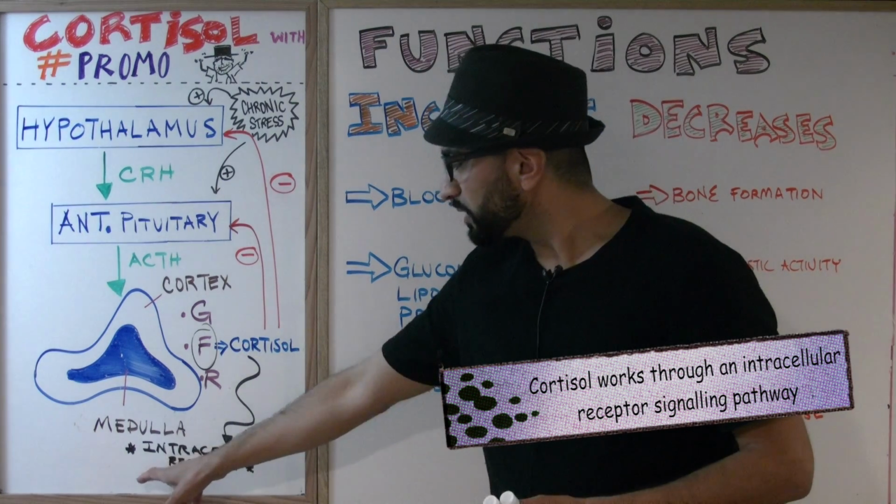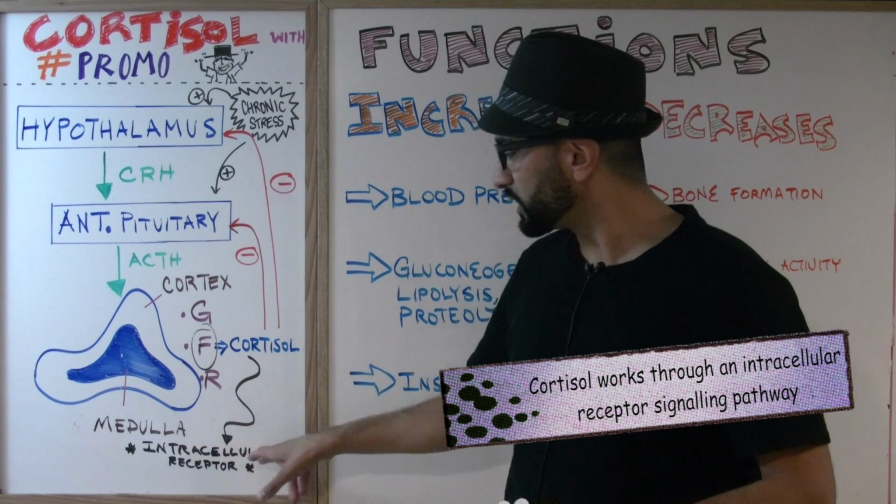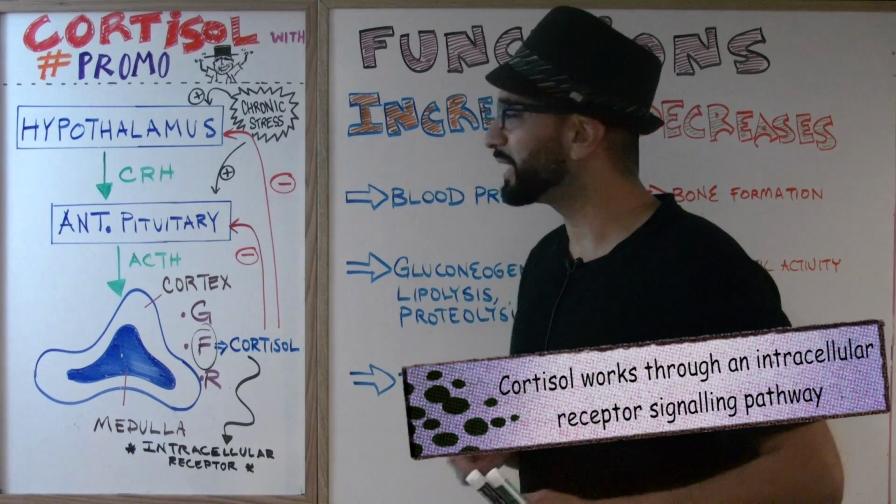You also want to know, how does cortisol work on its receptors? The signaling pathway for cortisol is the intracellular receptor. Okay, so don't forget that.